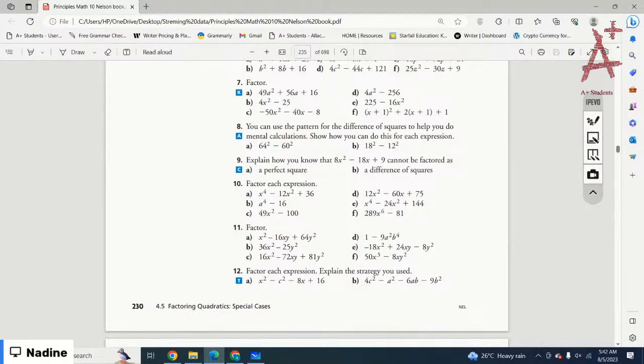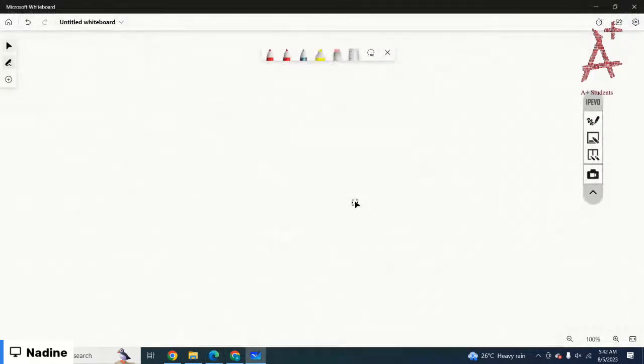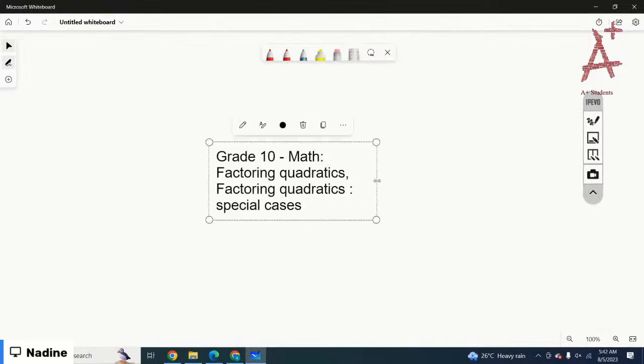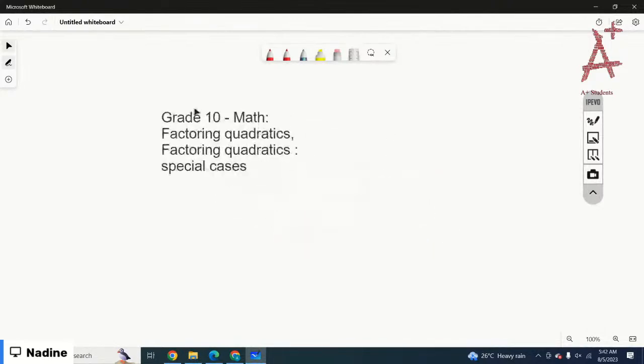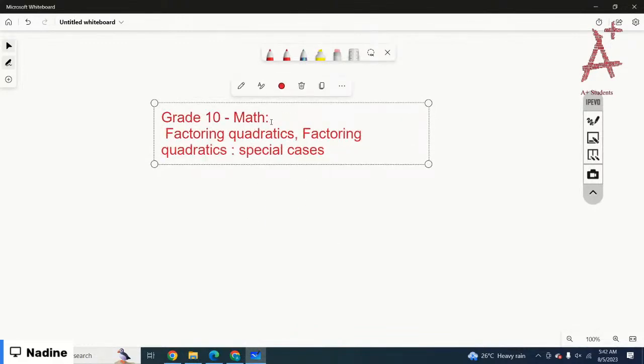So we're working on grade 10 math, and the lessons we have covered today are factoring quadratics and factoring quadratics special cases. We are working on chapter 4, that is factoring quadratics. So please make sure before the next session you complete all the rest of the questions.